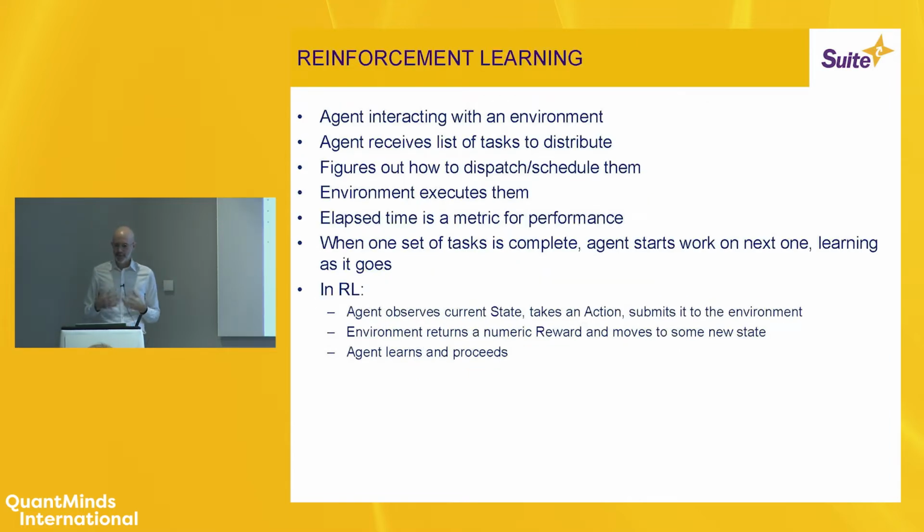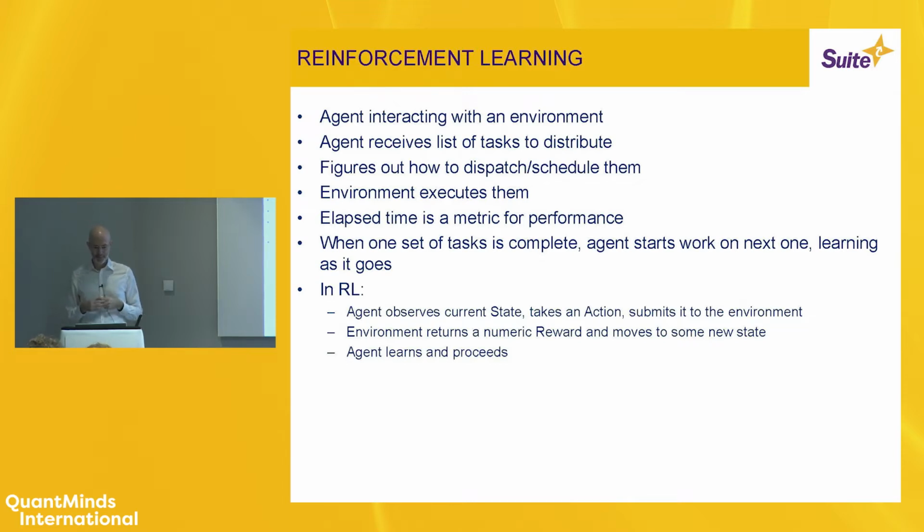So if we sort of look at this, we have an agent that's kind of sat there interacting with an environment. It receives a list of tasks that it needs to distribute. And then the agent uses its policy to distribute those tasks, or to schedule those tasks, and then observes the amount of time that the environment takes to execute that. And then based on that, it adjusts its policy, optimizes things, and repeats, and hopefully is more effective the next time around.